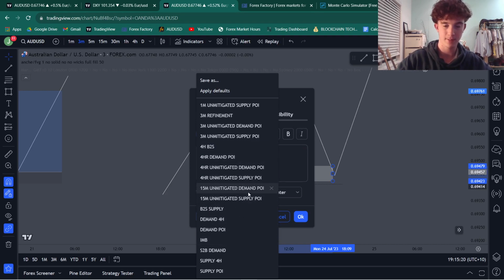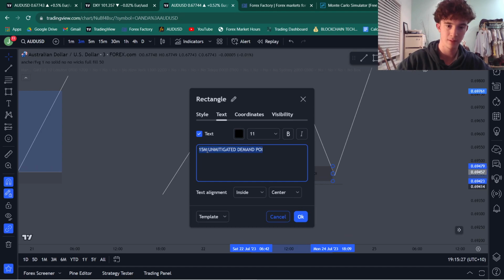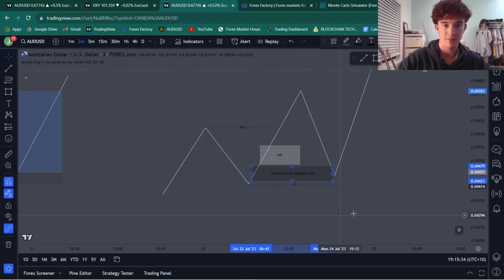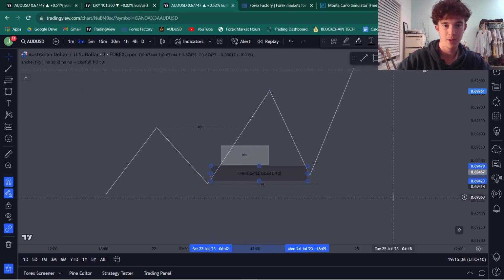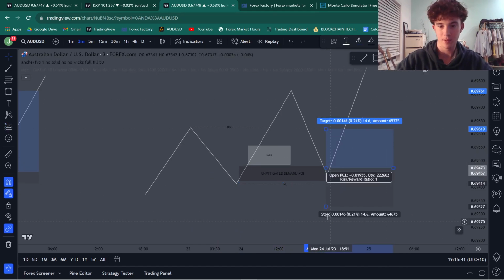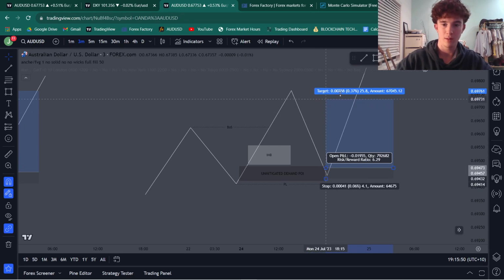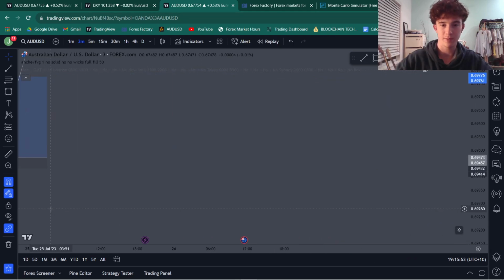So yeah, imbalance or fair value gap, whatever you use. It's the same thing. So this is the imbalance break structure continuation model. And you would enter off this, targeting highs. Alright, next model.